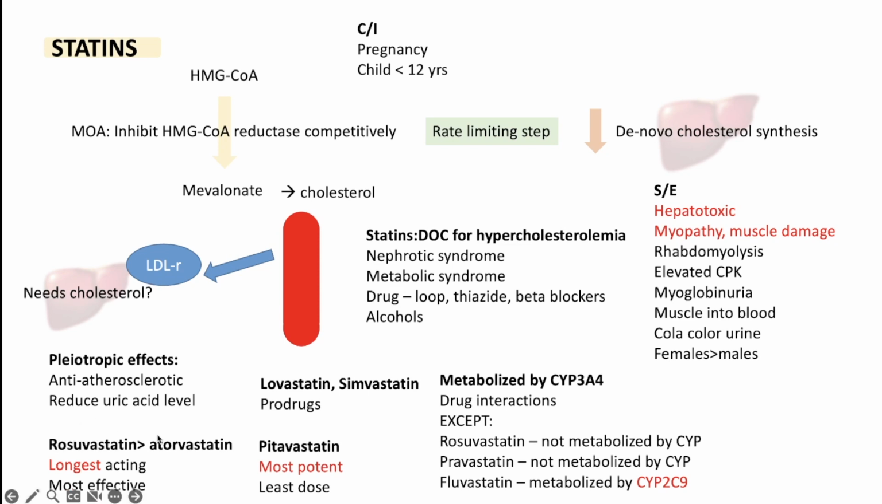So we have rosuvastatin and atorvastatin, which are the longer acting statins. Among these, rosuvastatin is the longest acting and most effective statin, whereas lovastatin and simvastatin are prodrugs which need CYP3A4 activity to get converted into the active form. Whereas pitavastatin is the most potent drug, which requires a lesser dose to produce the statin effect.